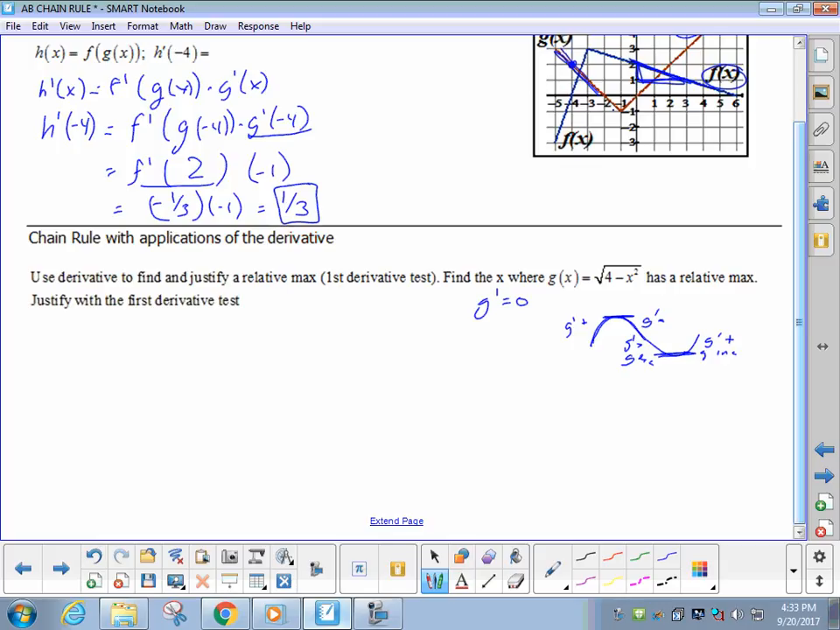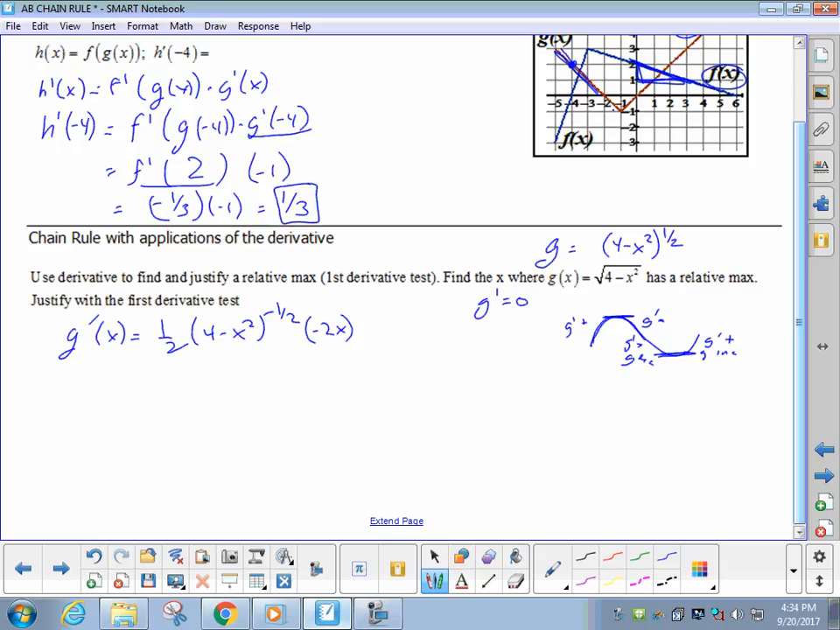So we need the first derivative first. That's where the chain rule comes in. If the function, rewritten as 4 minus x squared to the 1/2, is differentiated, then g prime is 1/2 times 4 minus x squared to the negative 1/2. That's the derivative of the outside with the inside the same. Then the derivative of the inside. The derivative of 4 is 0, minus x squared's derivative is negative 2x.